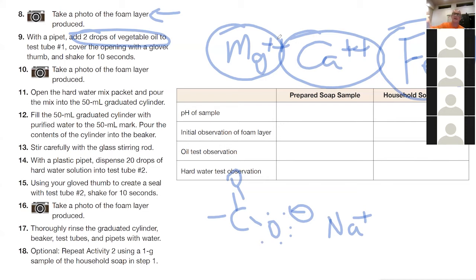We have sodium down here. So that's the ion that's associated with our soap originally. And then in hard water, we've got these. What's the difference? The charges. The charges, right. So what's the difference between the sodium and the magnesium, calcium, and iron?